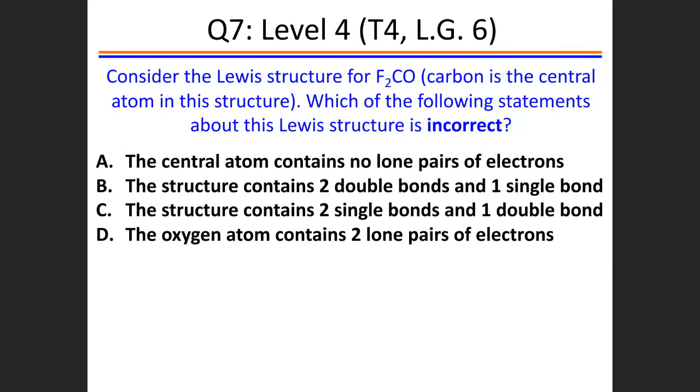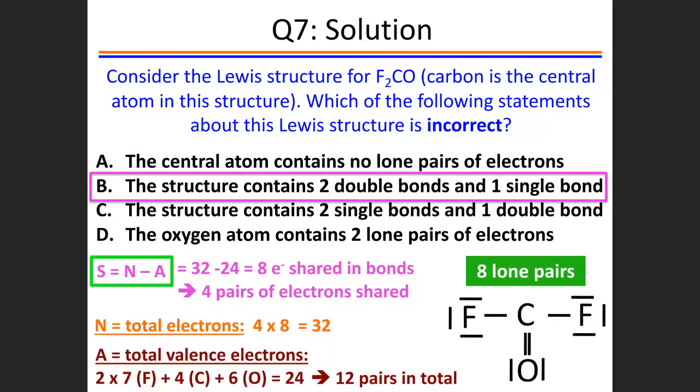So actually, that's all, and you guys have to practice. So let's do some practice. So consider the Lewis structure F2CO. Carbon is the central atom in this structure. Which of the following statements about the Lewis structure is incorrect? So if you draw the structure, that will be easy, like here.